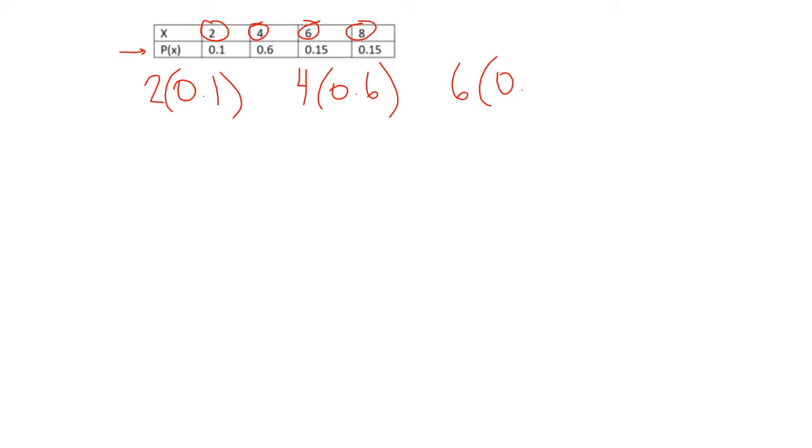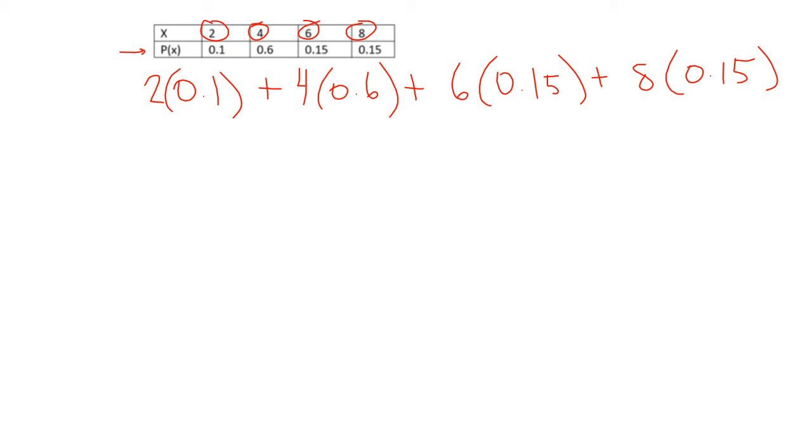So we're going to take each one of these values, 2, 4, 6, and 8, and multiply them by their corresponding probabilities. So right here, we'll multiply 2 times 0.1. I'm going to multiply 4 times 0.6, 6 times 0.15, and 8 times 0.15. And then I'm going to add these values together, and that will give me the expected value.